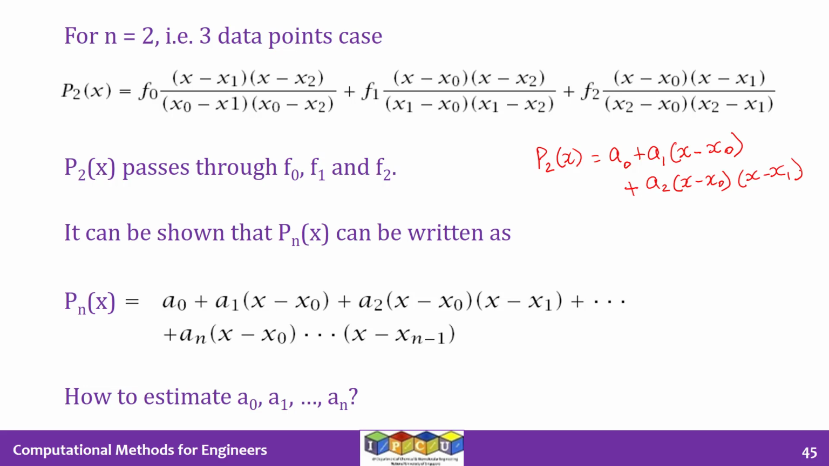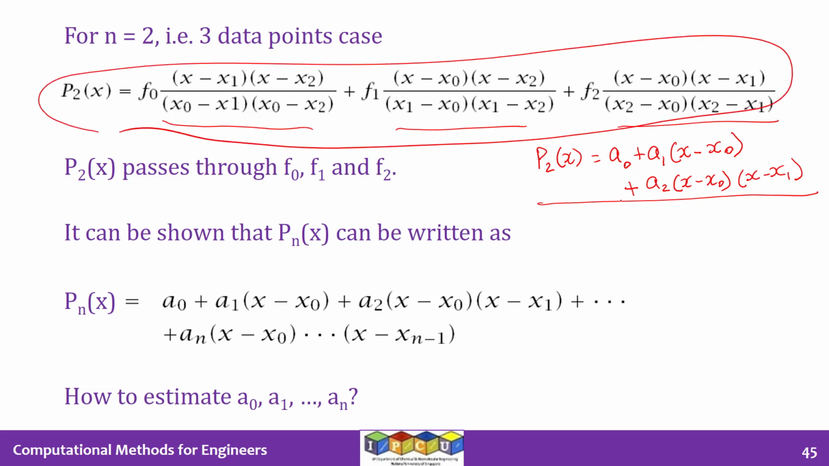Why do we make this claim? We make this claim because each of these terms is a second order polynomial in our example. And this is also a second order polynomial. For some relationship between a0, a1 and a2 and f0, f1, f2, x0, x1, x2, these two things would be exactly the same. We can show that.